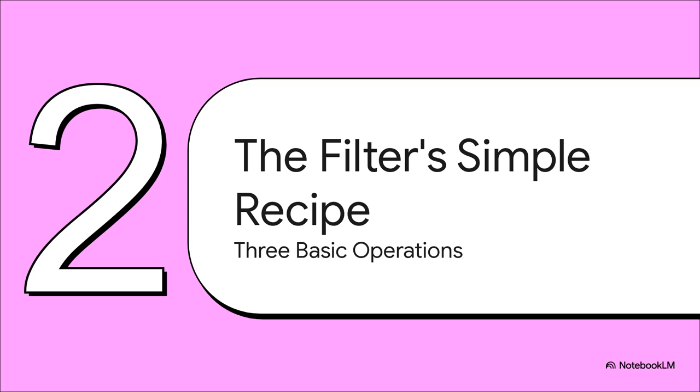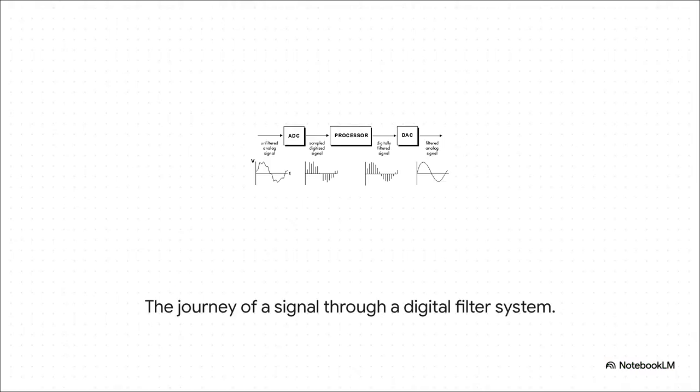So, how does this software magic actually happen? You might be picturing pages and pages of complex math, but here's the beautiful secret. It all boils down to an incredibly simple recipe. This diagram here shows the entire journey. First, you've got a messy, real-world analog signal, like sound waves hitting a microphone. That has to be translated into numbers a computer can actually understand. That's the job of the analog to digital converter, or ADC. Then, our digital filter, the processor, works its magic on that stream of numbers. And finally, to hear it, those clean numbers get turned back into a smooth sound wave by a digital to analog converter, or DAC. From messy to clean, all in just a few steps.